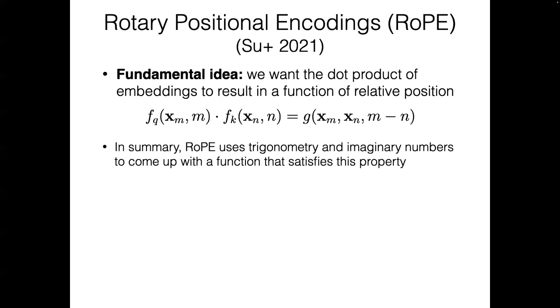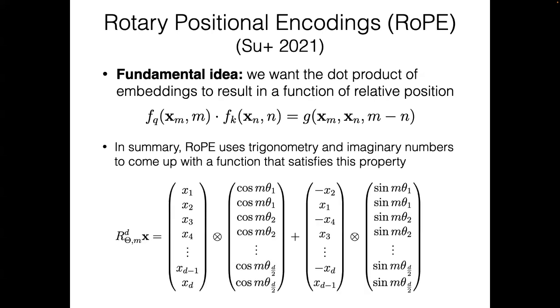And then what this method does, called RoPE, is they use ideas from trigonometry and imaginary numbers to come up with some function that satisfies this property. So again, the function involves sines and cosines, and it can look kind of complicated. But let me just show the end result here.